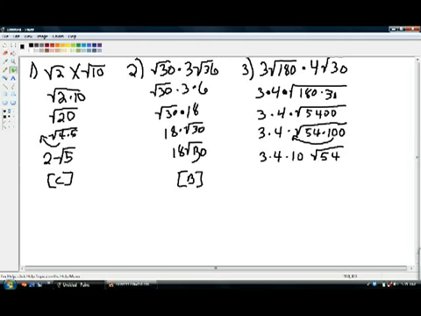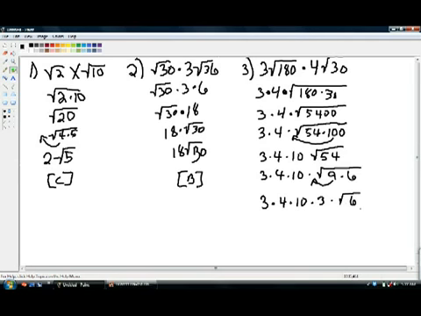Now, there's also a 9 under here that I could pull out, and I could have pulled out 900, but I didn't see that the first time. I could have pulled it all out at one time, but what I have to do now is realize that 9 times 6 is 54, so that's 3 times 4 times 10 times the square root of 9 times 6. Pull the 9 out as a 3. Now I have 3 times 4 times 10 times 3 times the square root of 6.